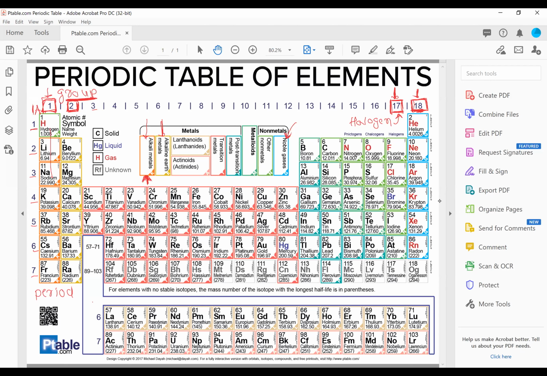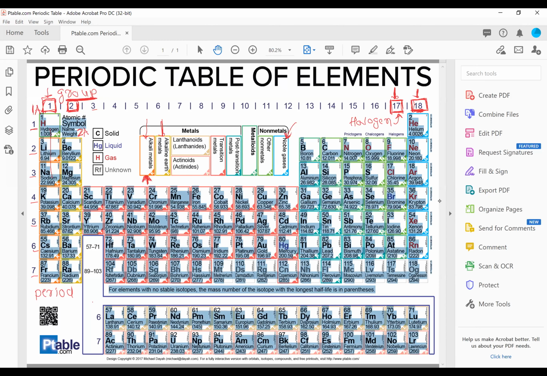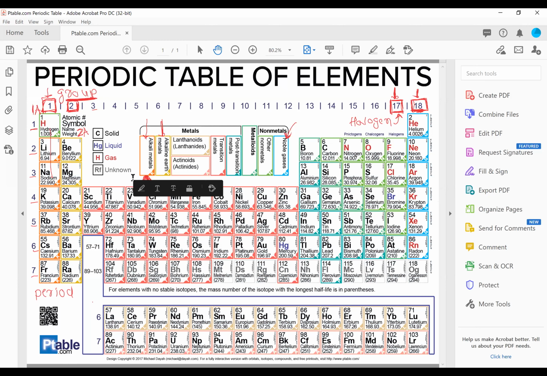So 1A, it is group number 1A. Either we can just call it group number 1, or we can also call it 1A. Actually, there are two ways to label this group. This is the second way, right? Then it is 2A. All right, the second group is referred to as 2A.